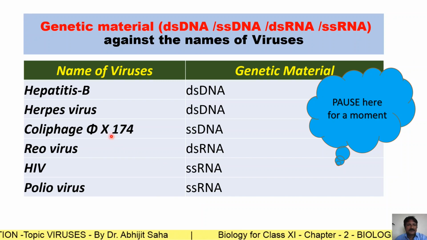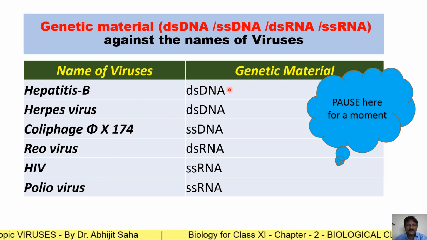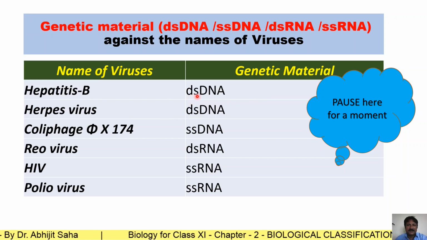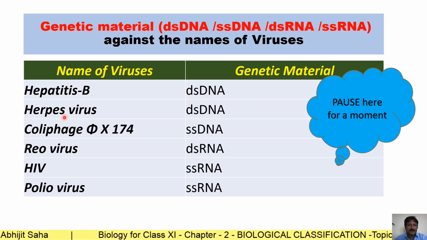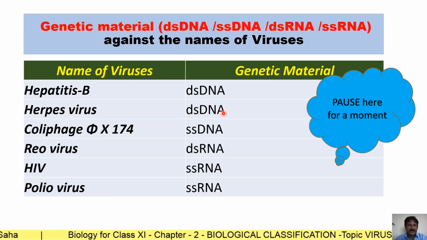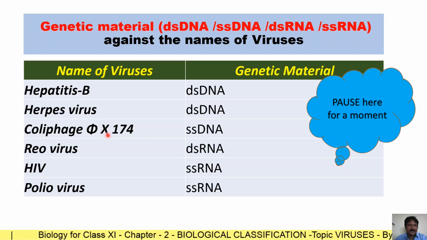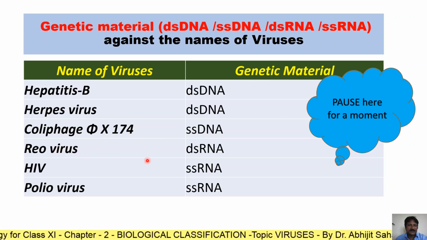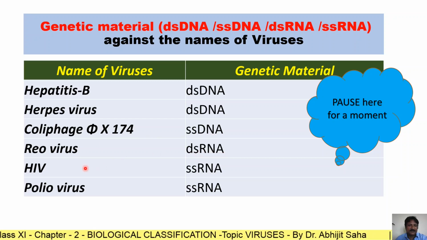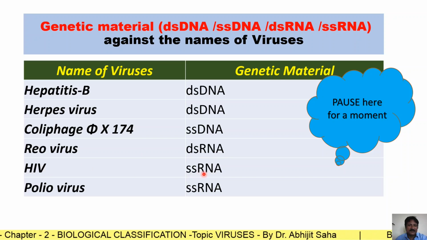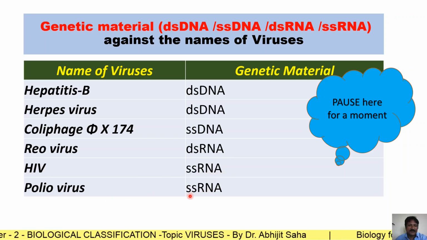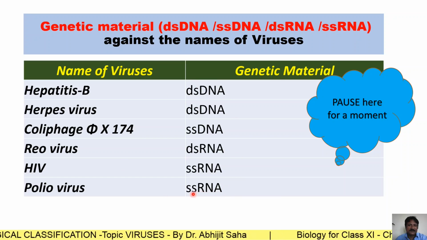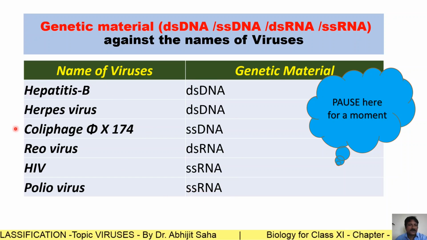Now, some examples of viruses with their genetic materials. Hepatitis B, its genetic material is double-stranded DNA. Herpes virus is also a double-stranded DNA. Coliphage phi X174 has single-stranded DNA. Reovirus has a double-stranded RNA. HIV is a single-stranded RNA. Poliovirus is a single-stranded RNA. So these are the genetic materials, single-stranded, double-stranded DNA, RNA, found in some viruses.